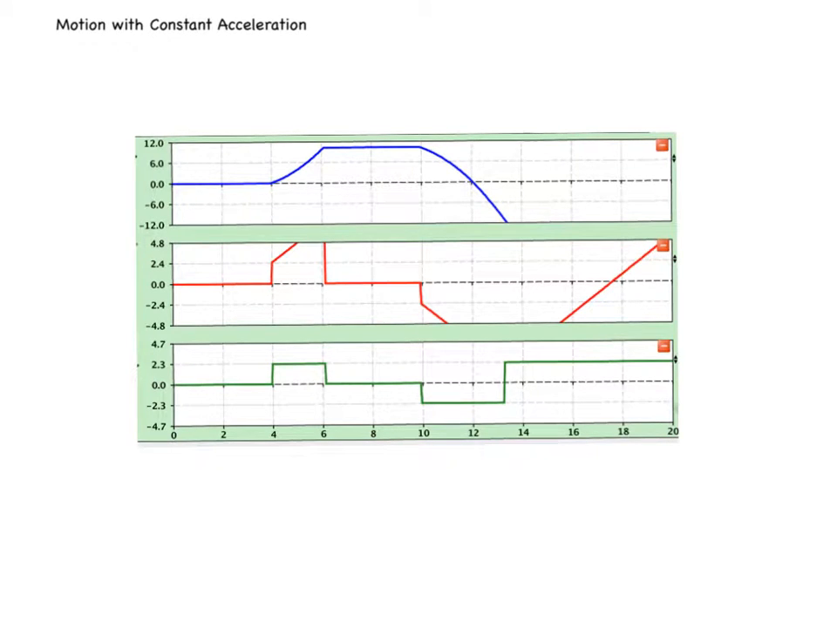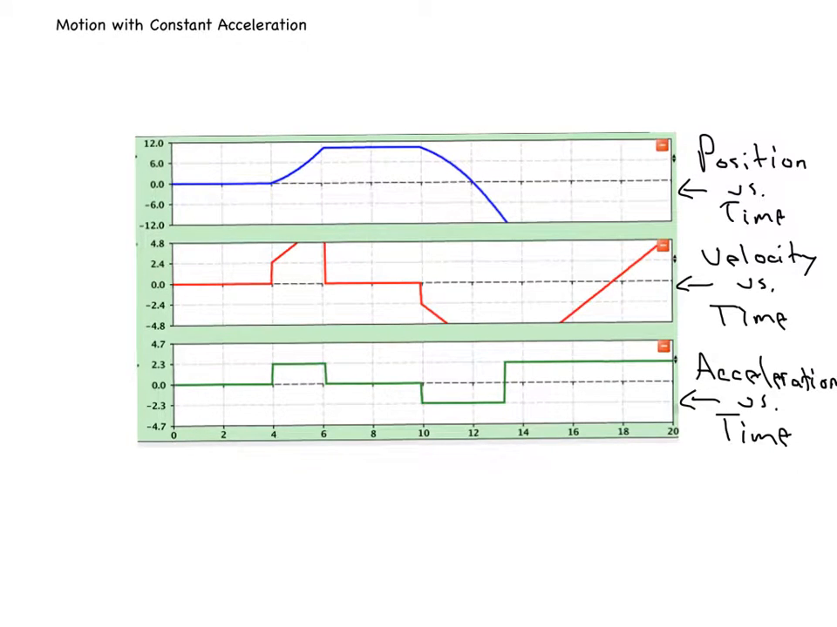Okay, I'm gonna give you a little challenge. I have a set of 3 graphs here, and you can see the first one. This is a position versus time graph. The second one is a velocity versus time graph, and the third one is an acceleration versus time graph. And these are all from Moving Man that I did with him.